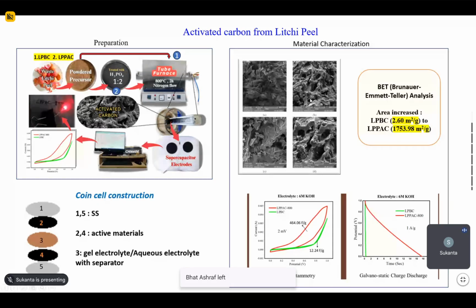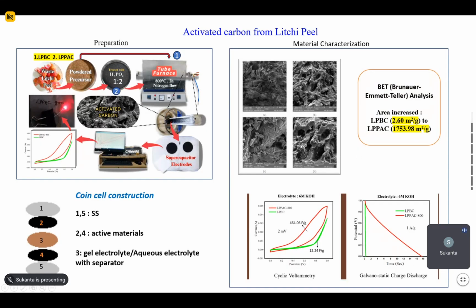From BET, we can measure the surface area of the lychee peel biochar, meaning the biochar we get by just burning the lychee peel. The specific surface area is 2.6 meter square per gram. After activation, the surface area increases and becomes 1,753 meters square per gram. So activated carbon has a really high surface area.